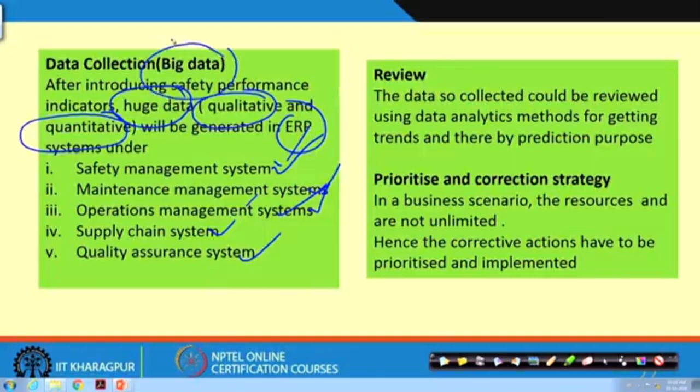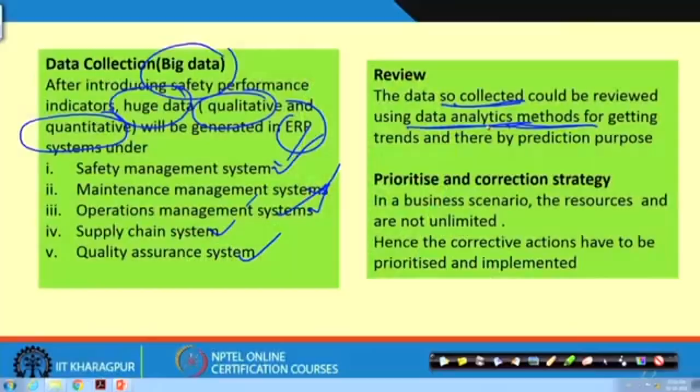Then, when you have all this data with you, which we call big data, very big data available, then you have to review. The data could be reviewed using data analytics methods, not pie charts and bar charts. Pie charts and bar charts, all those things will come in the descriptive analytics. Data analytics means, when you have data collected from here, you have to stop it, you have to predict. Prediction is brought using many data analytic statistical tools, many statistical techniques people use to bring out what is going to happen.